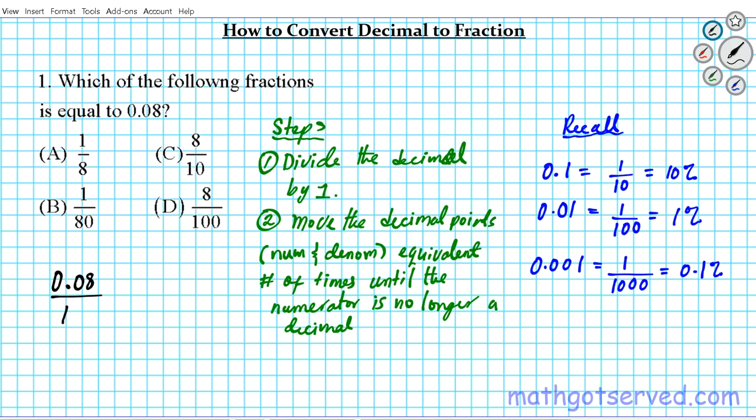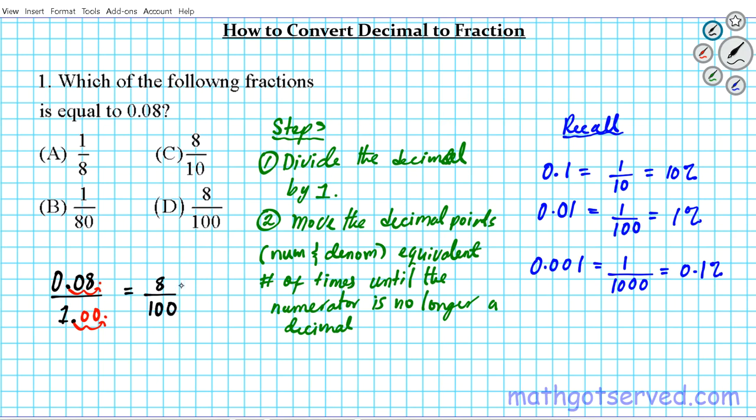Now the goal is you want to move the decimal point until the numerator is no longer a decimal. Okay, so 1 is the same thing as 1.0. So in the numerator, we'll have to move it how many places to the right? 1, 2. Okay, so in order to preserve equality, we're going to move the decimal point in the denominator an equivalent number of times, 1, 2. So in those spaces, we're going to insert 0 and 0. All right, so 0.08 in fraction form is 8 divided by 100.